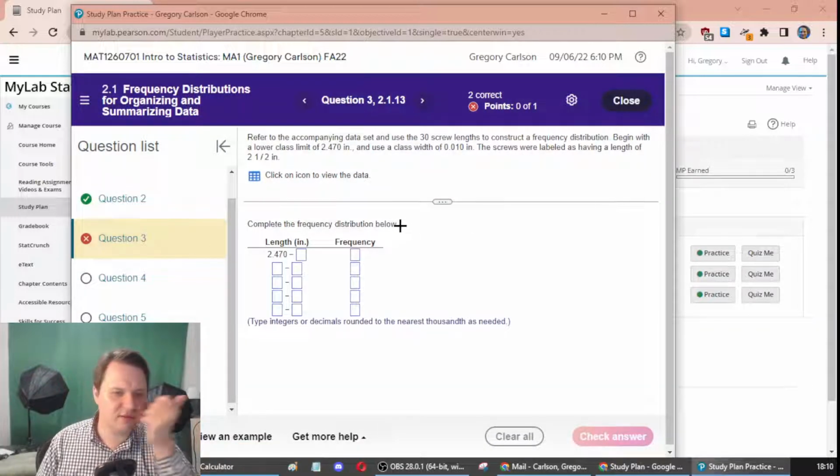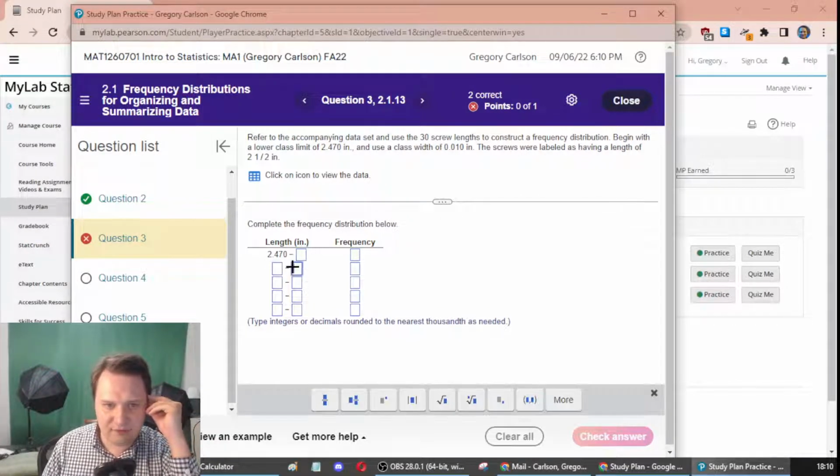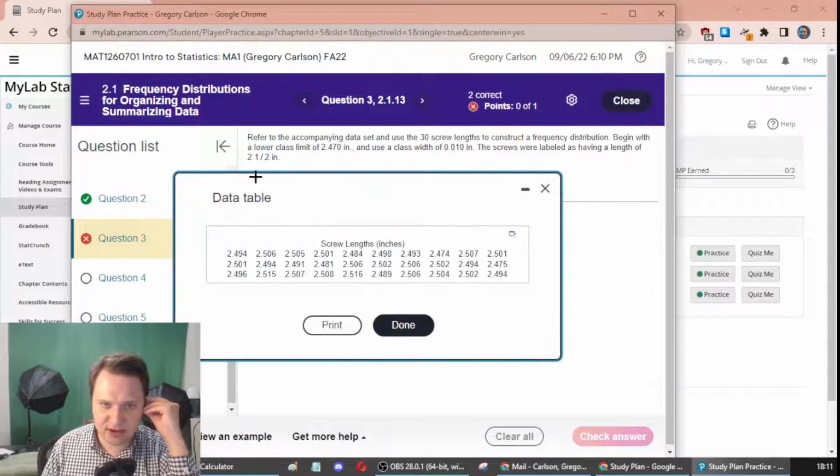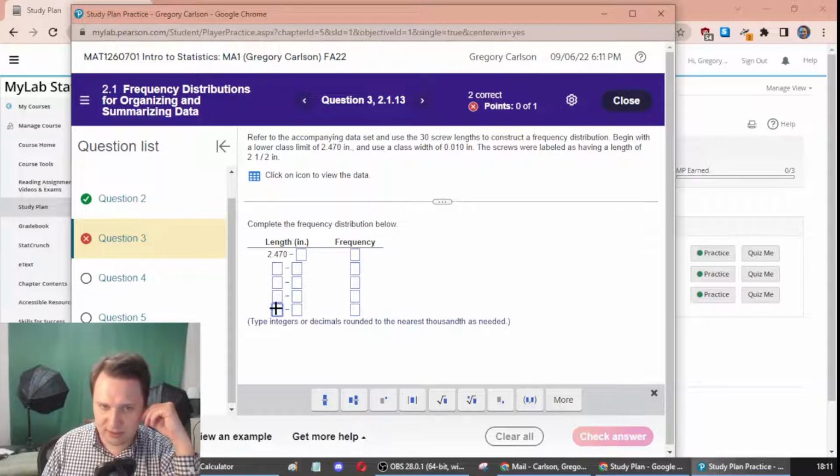Okay, this one. This is one of the most irritating problems in the course. So we need to fill in all of the class boundaries for this problem, and we need to put in the frequency as well. And so here's our data right here. And so let's start by putting in the class widths. So these class widths are easy.